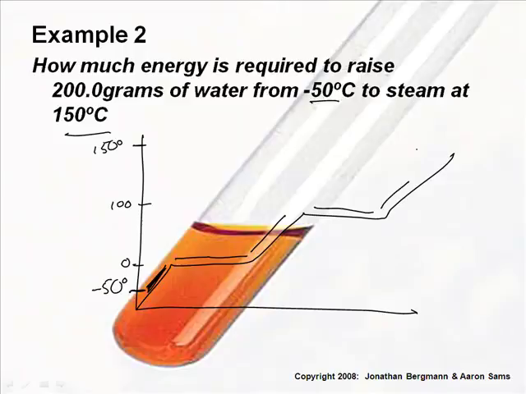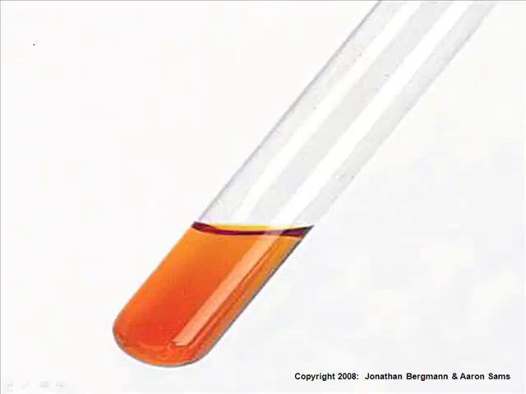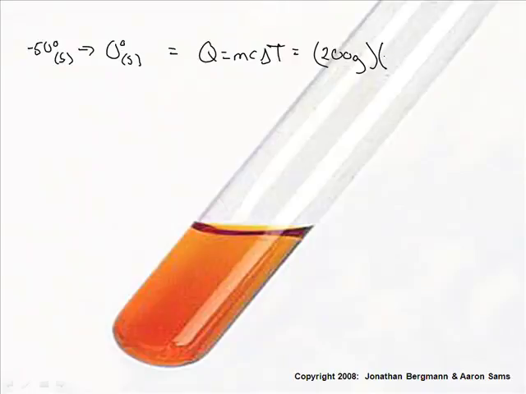So let's do that. The way I like to do this is I want to go from negative 50 degrees as a solid to 0 degrees as a solid. Now I'm going to use the equation Q is equal to mc delta T. What was our mass in that problem? 200 grams. Now this is going to be the specific heat of ice, which will be given in the problems. That's 2.1 joules per gram degree Celsius. And the change in temperature is 50 degrees. And that comes out to 21,000 joules.